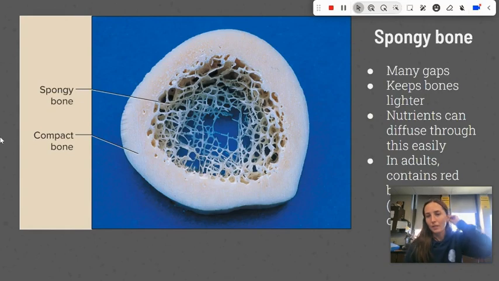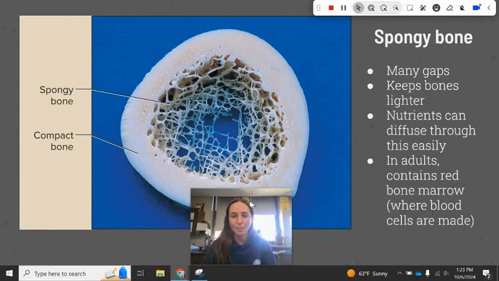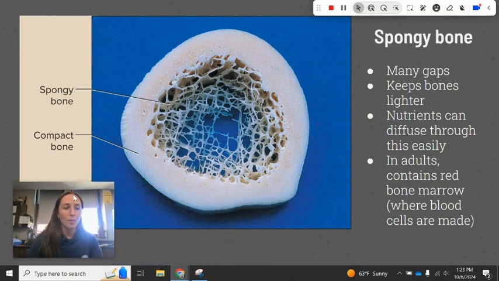Looking a little bit at the difference between that spongy bone and compact bone, most parts of that spongy bone, you can tell right away, there's a lot of gaps in there, right? If you were to compare it to a sponge, I think it'd be really similar. Those gaps keep the bones nice and light so it doesn't hurt to lug our bodies around all the time. It also allows a lot of space so nutrients can get through this area easily. In adults, we have red bone marrow in this spongy bone. So that's the last spot where our red bone marrow is. This is where blood cells are made.